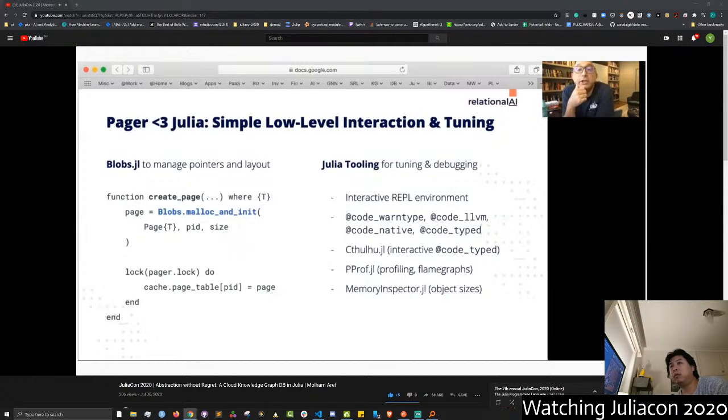As discussed earlier, we use JLBoost.jl to manage access to raw pointers and to generate compact data layouts for our pages. In the code example to the left, we're allocating a new page pointer and adding it to the page table, and it looks just like any other Julia type because it is. We also benefit from Julia's tooling for tuning and debugging, especially in this critical component.